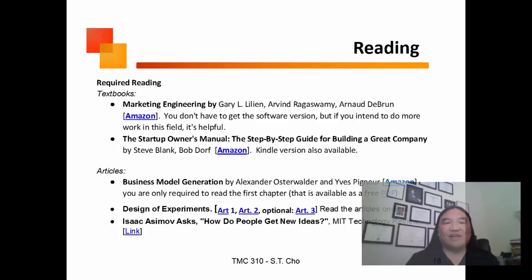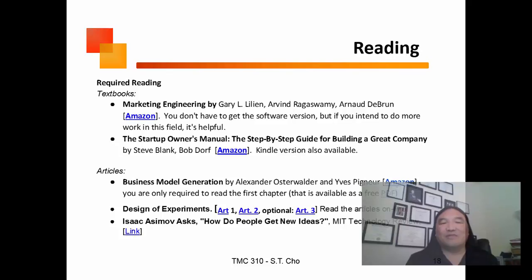In terms of reading, we have 2 books. Marketing Engineering by Lillian. There's a lot of math in it, actually. You don't have to worry about that. The analytics and the modeling. There's also a software version of the book. The software is useful if you're really serious about this kind of stuff.